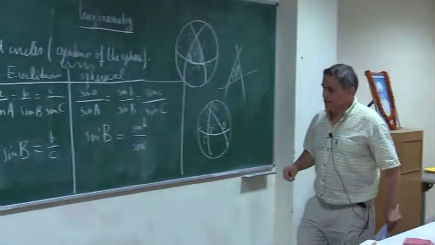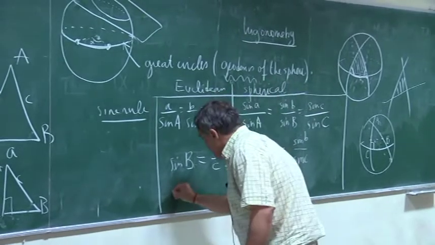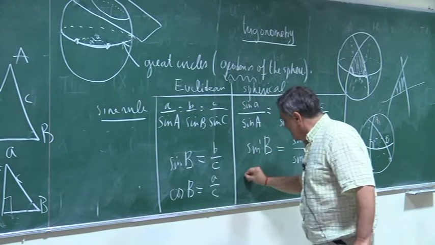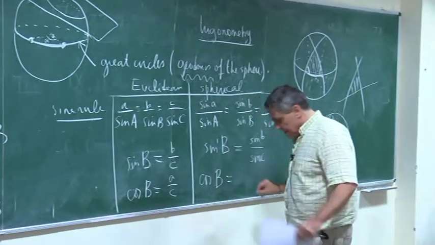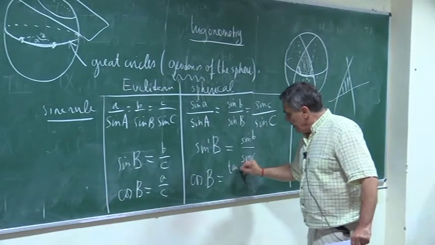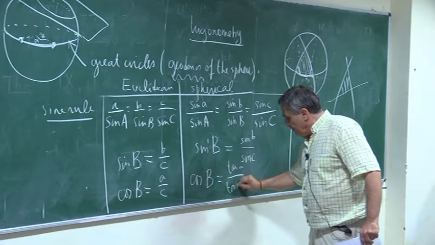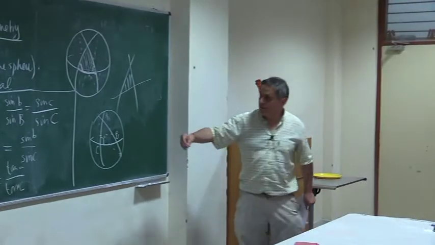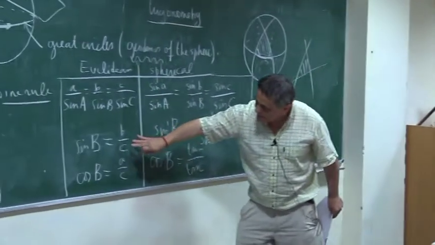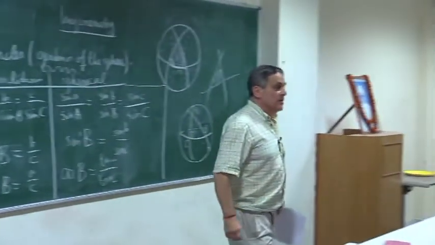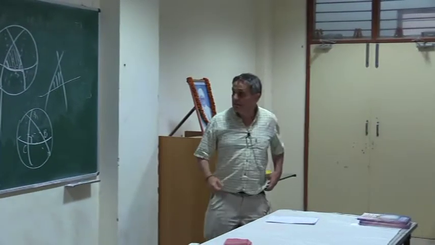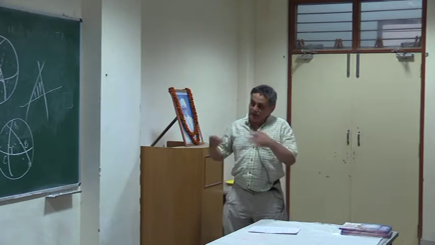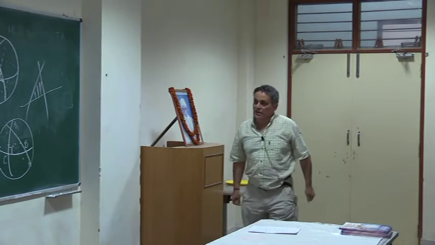But let me give you the third formula. So this is cosine B. In the Euclidean case, this is a over c, and here cosine B is, in fact, tangent a over tangent c. So why is this? This is a good question. There are many similarities between these formulas, many similarities, as you can see. And to understand why we have all these similarities, you have to work a little bit on spherical geometry. Then you understand.